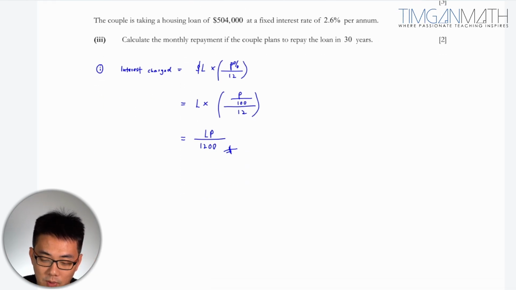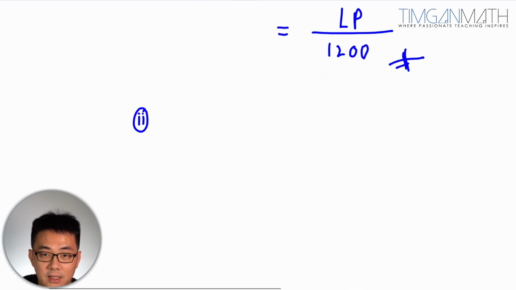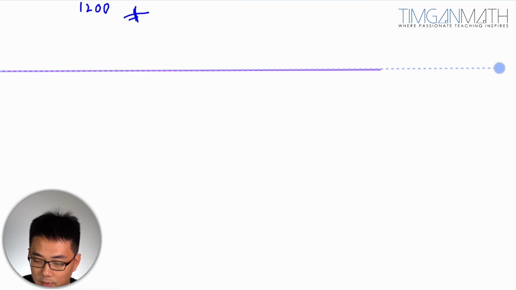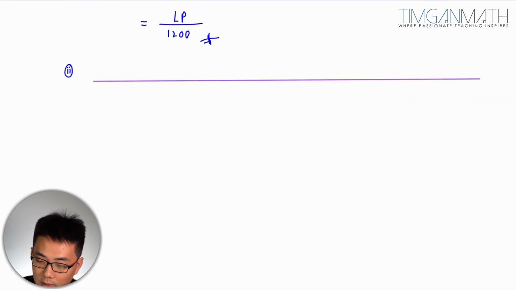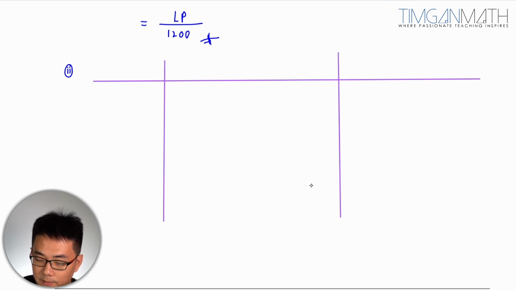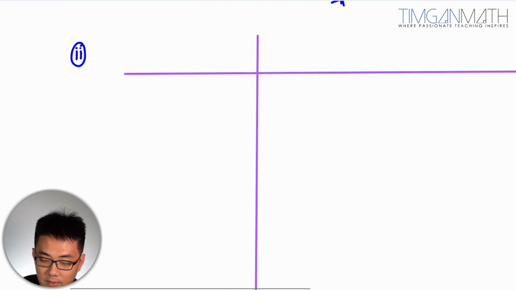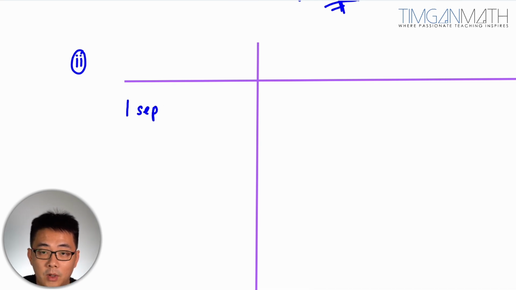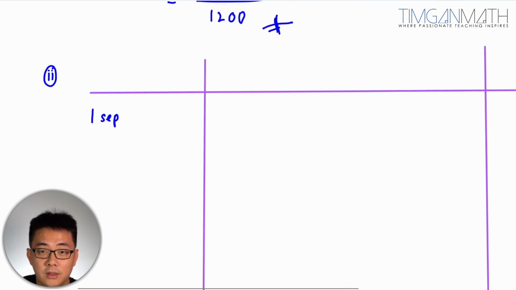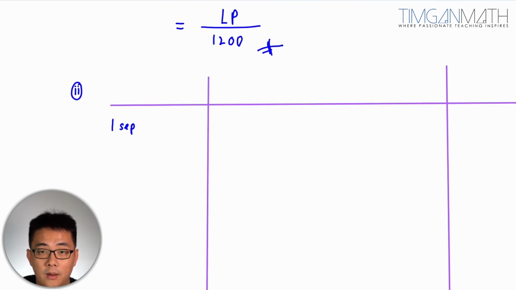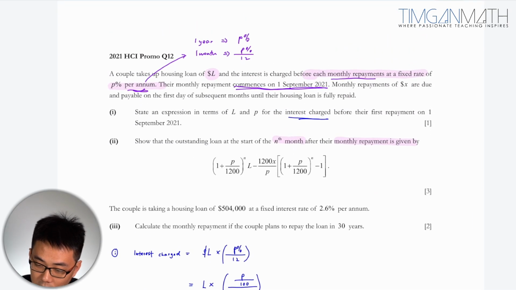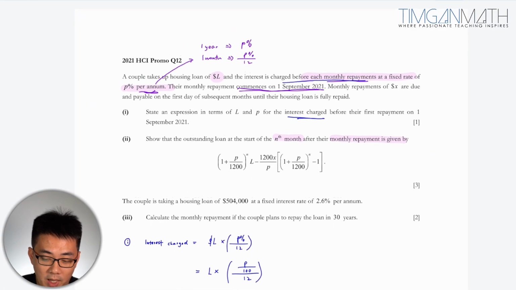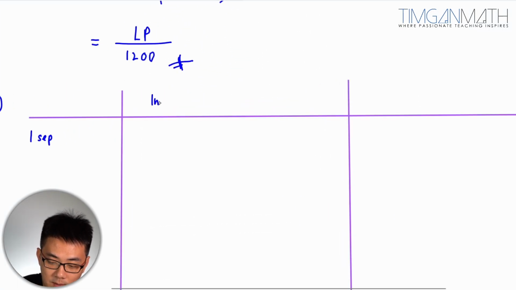So for part 2, we need to do that first. So try to understand the whole process here. They take a loan of L. It starts off with 1st September, right? So this is 1st September. Monthly repayment commenced on 1st September, and repayments are due and payable on the first day of each month until their housing loan is fully paid. So let's try and understand. Interest is charged before each monthly repayment. So you charge the interest first, then only you pay. Okay, so interest charge.